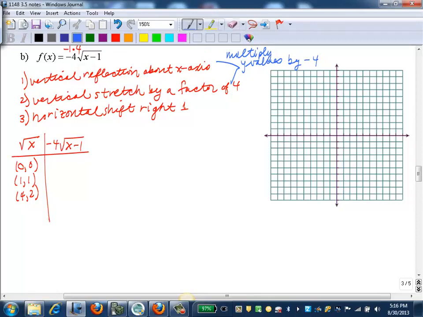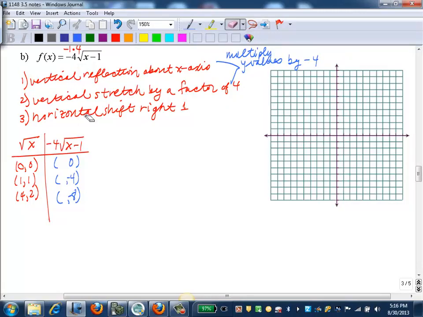So I'm going to apply those vertical changes to my y values in these key points. So I've got my new ordered pairs. I'll take my y value of 0 and multiply by -4, and that stays 0. I'll take my y value of 1 and multiply by -4, and that's -4. And then my y value of 2, multiply that by -4, and I have -8.